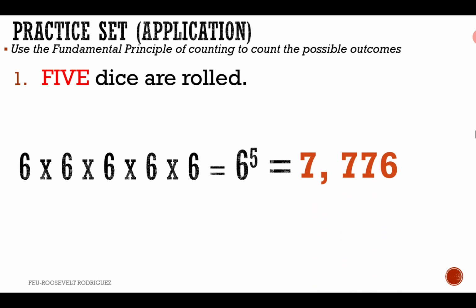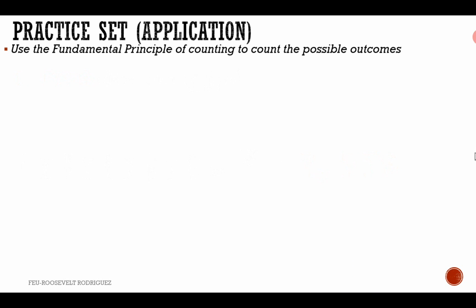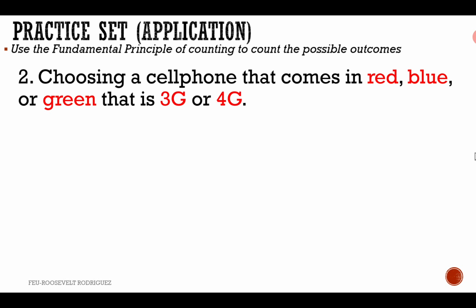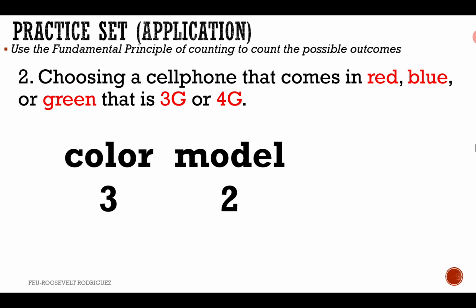Now, question number 2 or problem number 2. So for our problem number 2, let's say I'm choosing a cell phone that comes in red, blue, or green color and that is 3G or 4G. So mapapansin nyo sa problem natin, pagpipili tayo ng possible combination ng color ng cellphone and then yung model niya. So same procedure lang din naman siya. So sa color, we have 3 possible outcomes. Color as our first event. And then our second event here is the model of the phone. It's either 3G or 4G.